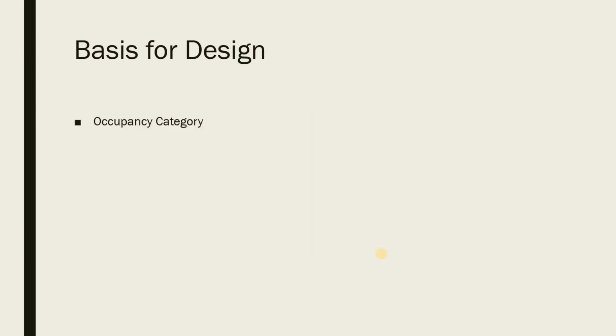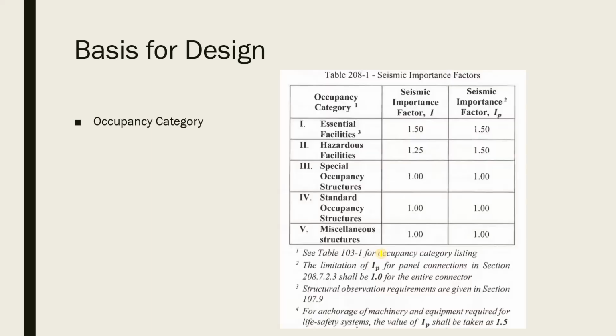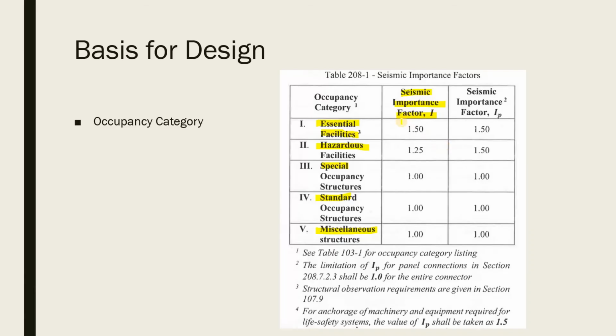Okay, so next, occupancy category. Ito yung binabanggit kanina. So sa occupancy category, dapat alam natin kung nasaan tayo. Essential, hazardous, special ba, standard, or miscellaneous. So pag alam na natin, na-define na natin kung saan tayo dyan, we will have our seismic importance factor I, which is given by the following. Yan yung mga I values natin.